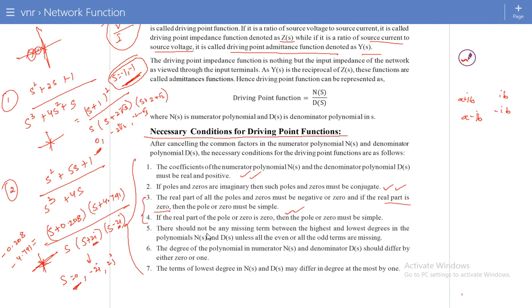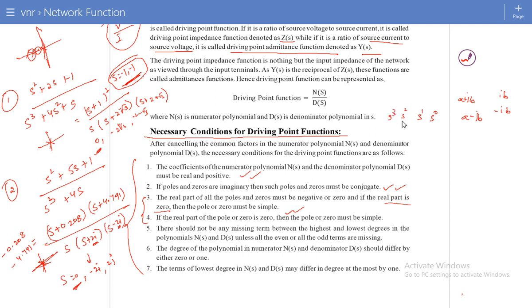Fifth statement: there should not be any missing term between the highest and lowest degree in the polynomials N of s and D of s, unless all the even or odd terms are missing. See here, means if s square is there, then s power 1 also should be there, and s power 0 should be there.